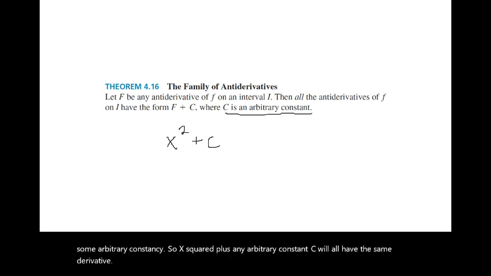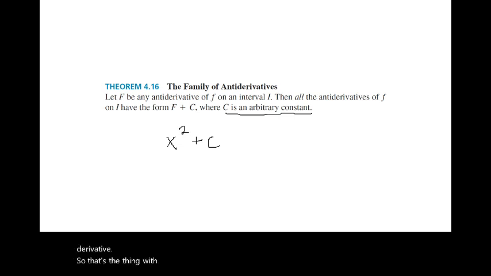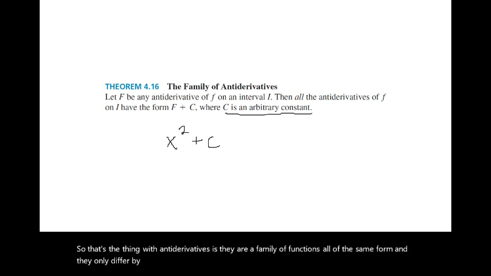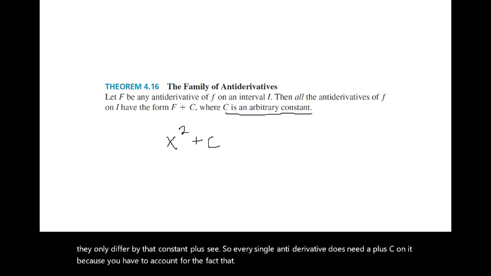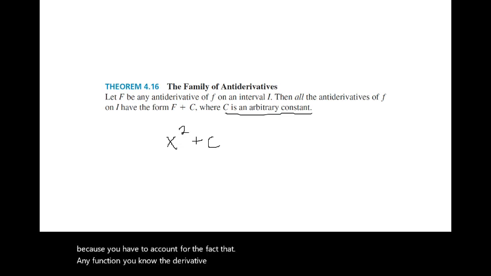That's the thing with antiderivatives: they are a family of functions all of the same form, and they only differ by that constant plus c. So every single antiderivative does need a plus c on it because you have to account for the fact that the derivative of any constant is going to be 0.